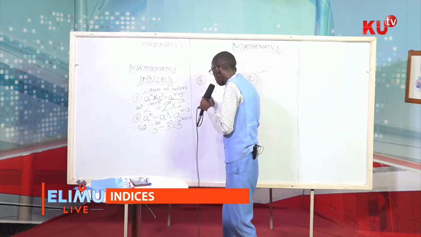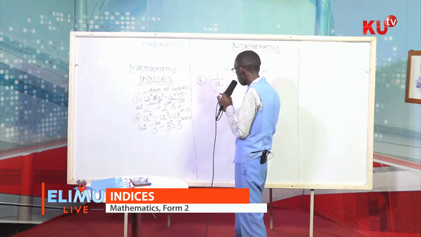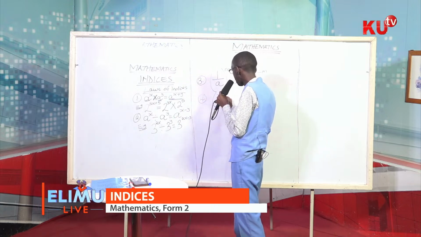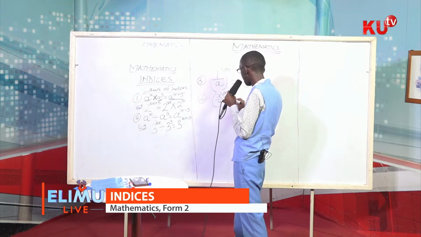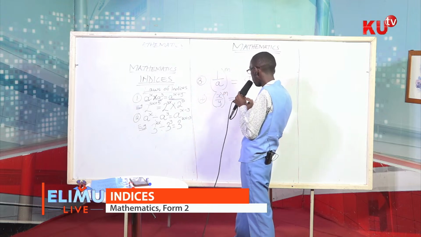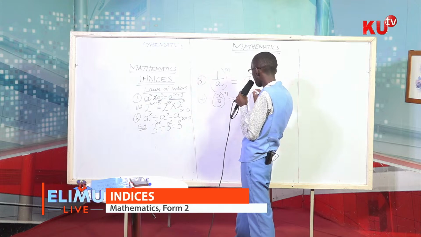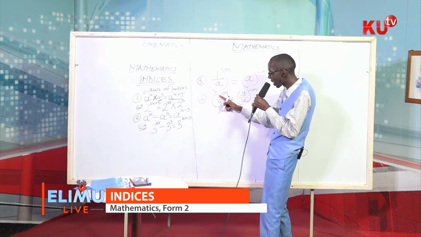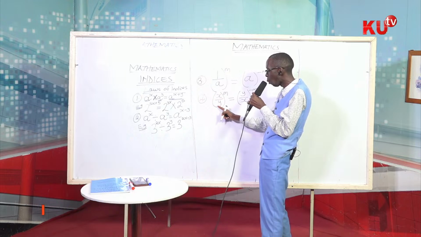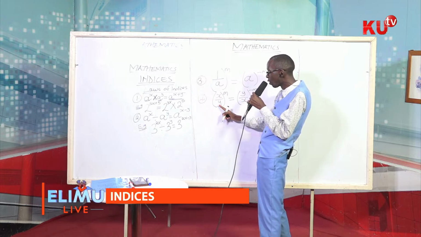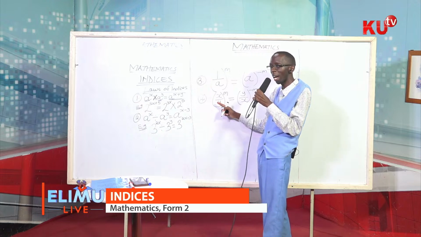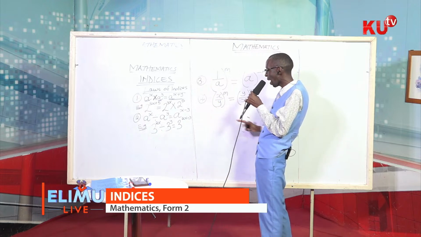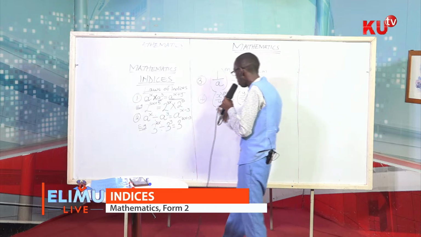Law number 4: x over y to power m is the same as y over x to power negative m. We have reciprocated x over y to power m. So if we reciprocate x and y, we'll have y over x to power negative m.